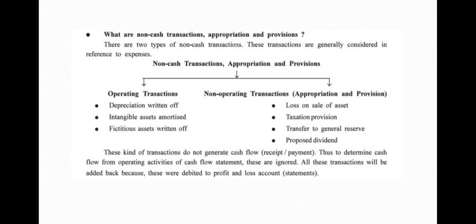So simple, friends, from the profit of the current year you have to deduct the non-operating incomes because they are not operating incomes. We have seen the examples of those incomes, non-operating incomes like profit on sale of investment, profit on sale of asset, interest on investment, dividend received on investment, rent for properties, etc.